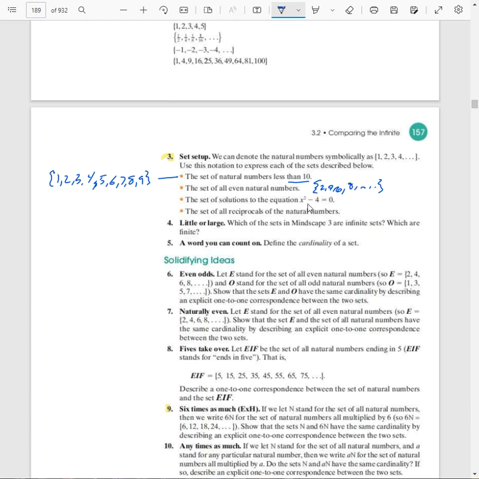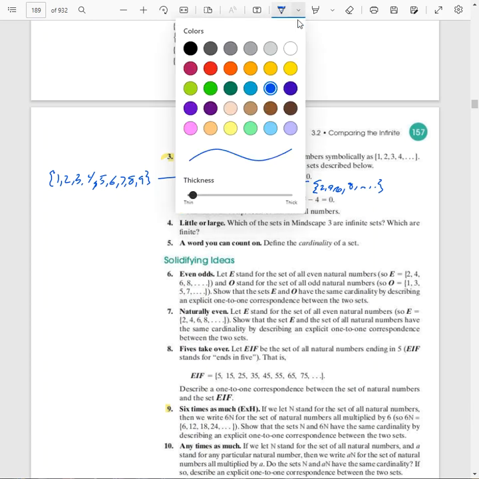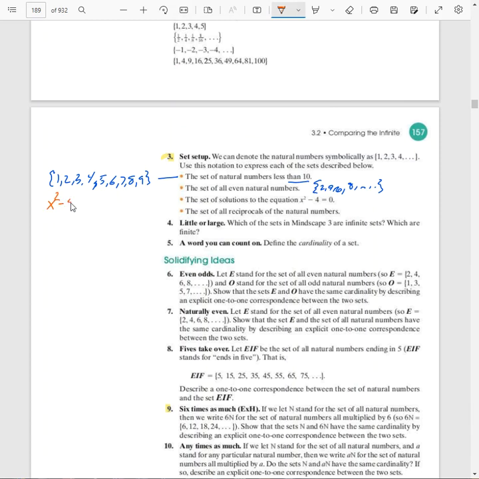The set of solutions to the equation x squared minus 4 equals 0. In order to solve that, let me change colors so I don't get too bad here. Let's go some minor orange here. X squared minus 4 equals 0. X squared equals 4. So x equals plus or minus 2. Alright, so that's what our answer would be, just the set involving -2 and +2.